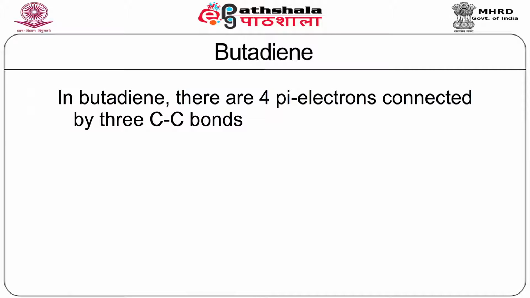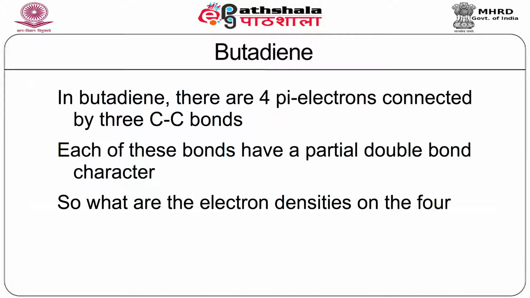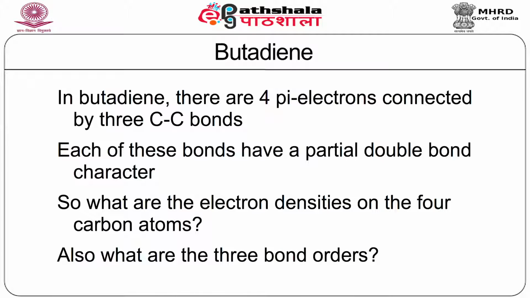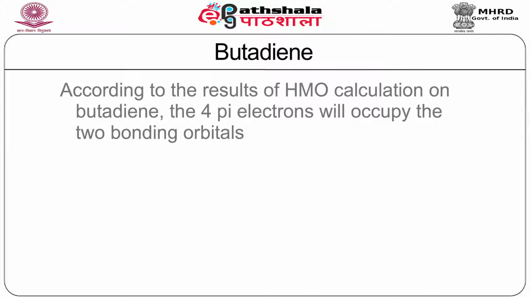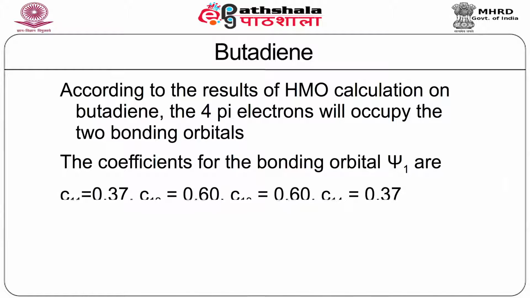In butadiene, there are 4 pi electrons connected by 3 C-C bonds. Each of these bonds have a partial double bond character. So what are the electron densities on the 4 carbon atoms? Also, what are the 3 bond orders? According to the results of the Hückel molecular orbital calculation on butadiene that we carried out in our previous module, the 4 pi electrons will occupy the 2 bonding orbitals.